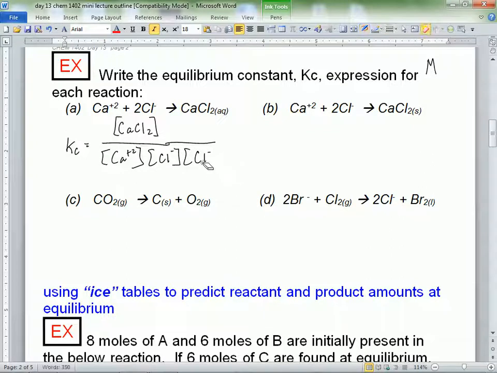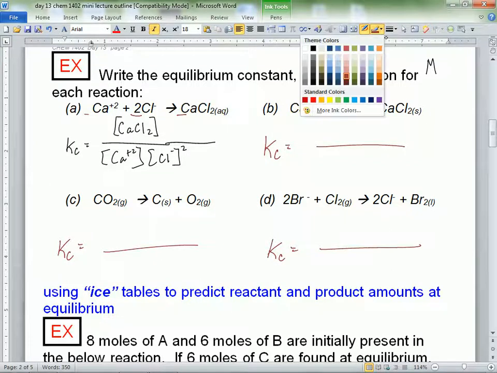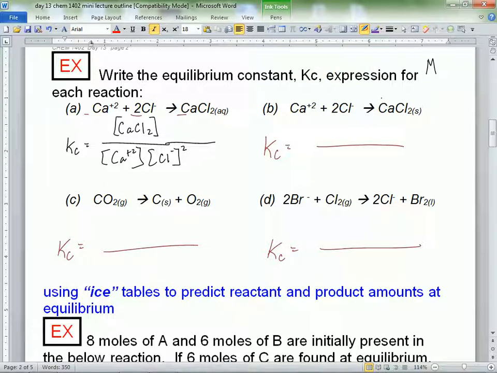So in other words, when you write these Kc expressions, what did we call these numbers out front? Stoichiometric coefficients. They're always going to become the exponents in the Kc expression, always. So go ahead and write B, C, and D, and then we'll go on to the next one. Write the Kc expression for B, C, and D. And be careful, watch those subscripts.